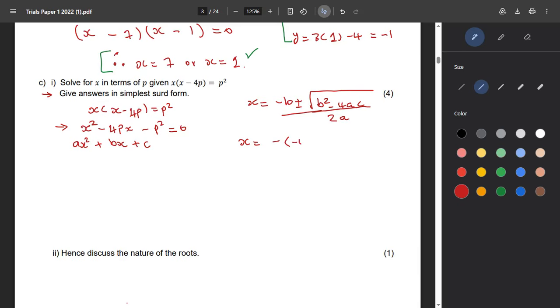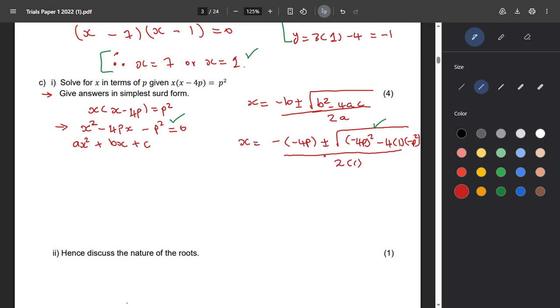This will be minus into minus 4p, then plus or minus the root of, inside the bracket, minus 4p squared. Then we subtract 4 times a, the coefficient of x squared, which is 1, and c, the constant value, the number that does not have a variable, that's negative p squared. So this will be negative p squared. Guys, there's a mark for the correct substitution. This is 2 into a, which is 1. So by writing this, already you have 2 marks. 1 mark is for the correct standard form, and 1 mark is for the correct substitution.